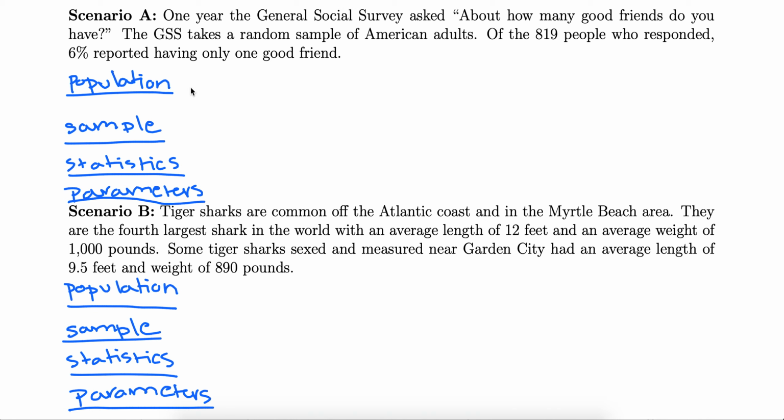Population, who's our entire group of interest, our target group here. Since this was a random sample of American adults, that's probably our target population here. So say American adults. Now, we couldn't ask every single American adult how many good friends they have. Instead, they took a random sample of 819 people, or 819 responded. So that's our sample, or our subset of all American adults.